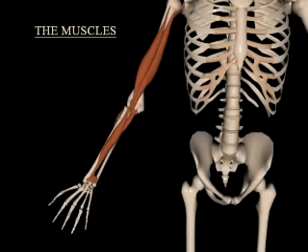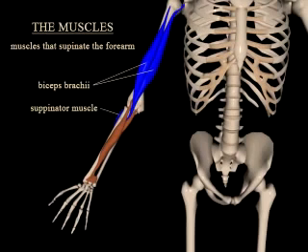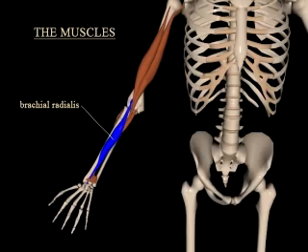Let's take a brief look at the basic muscles involved in pronation and supination. The muscles involved in pronating the forearm are the pronator teres and the pronator quadratus. The muscles that supinate the forearm are the biceps brachii and the supinator muscles. The brachioradialis serves to bring the forearm back to neutral from either pronation or supination.